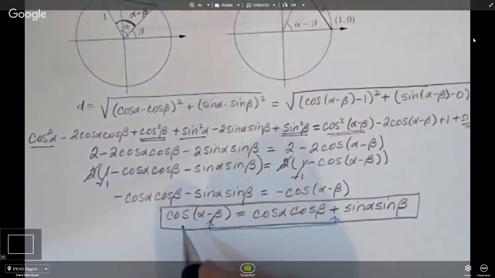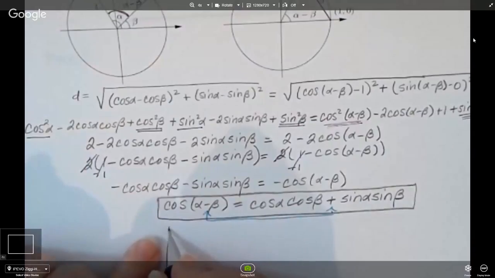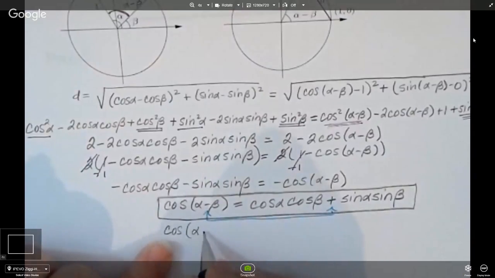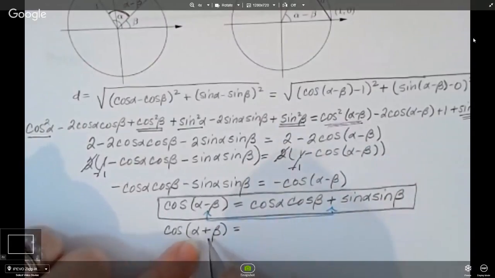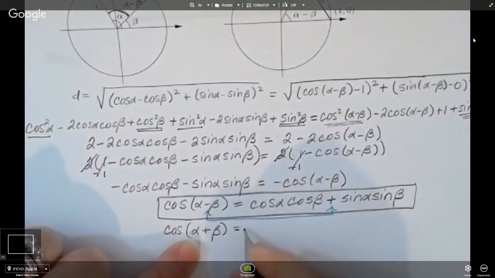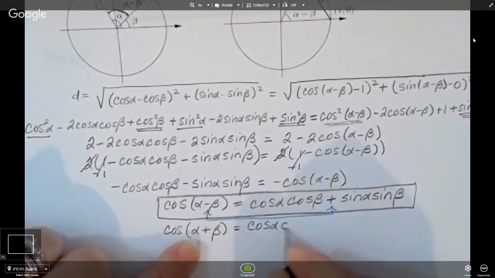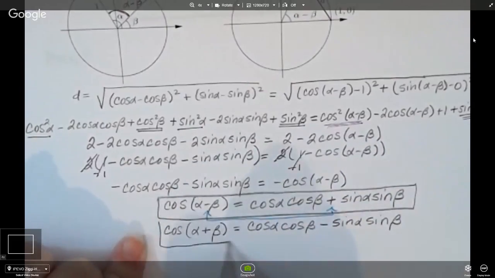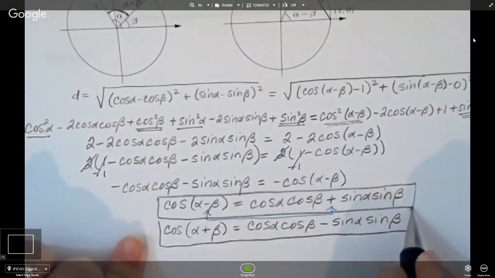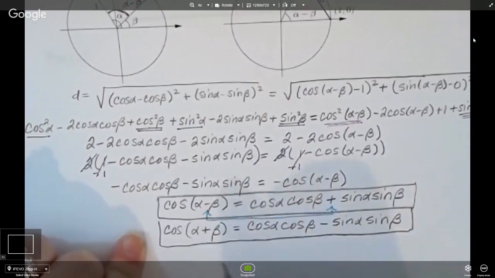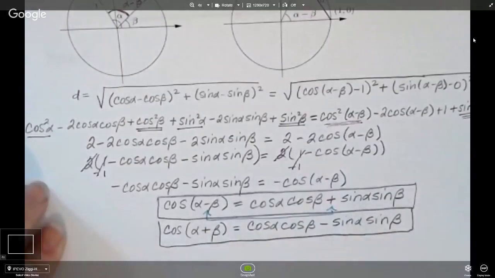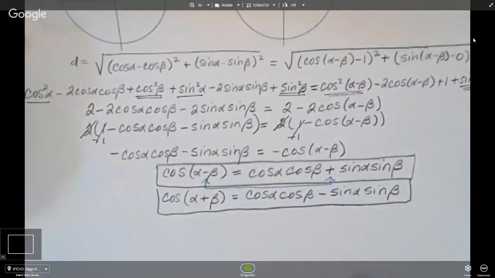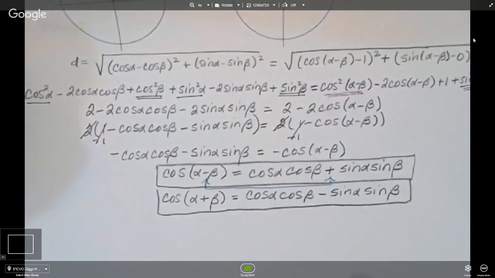All right, so similarly then, if I have the cosine of the sum of two angles, alpha plus beta, I'm going to have the same situation, except now that I know that the signs have to be opposite. It's going to equal cosine of alpha, cosine of beta, minus the sine of alpha, sine of beta. And there we go. We have the cosine of a difference and the cosine of a sum of angles. All right, well, that takes care of the cosine. But what about the sine?